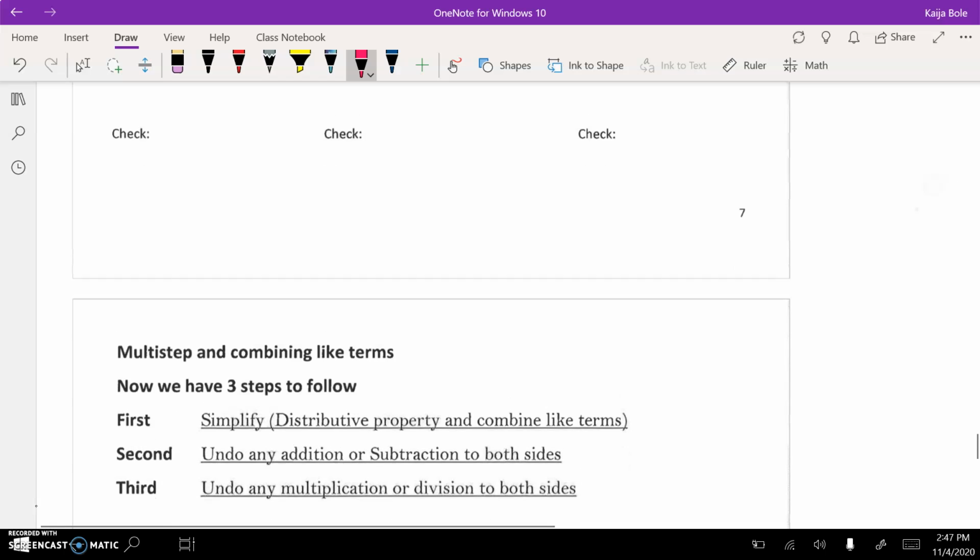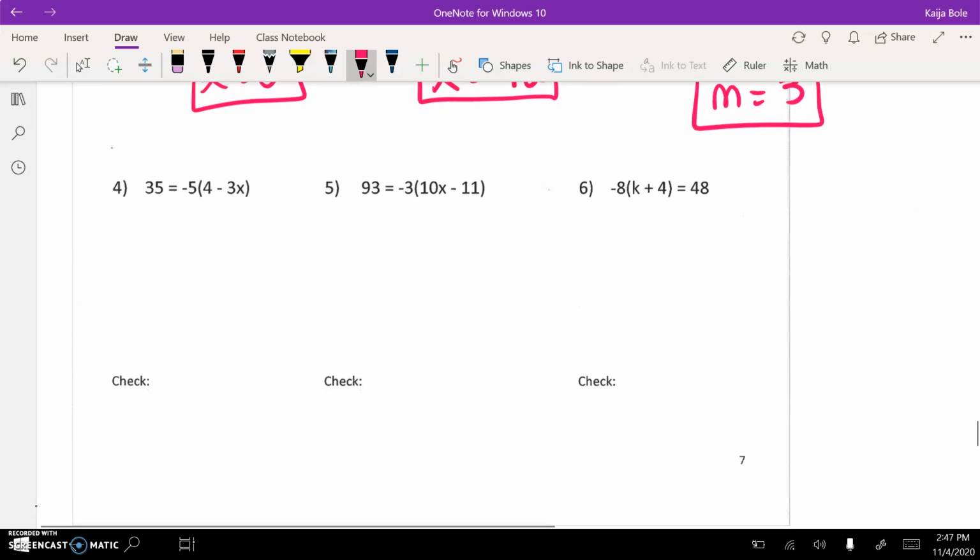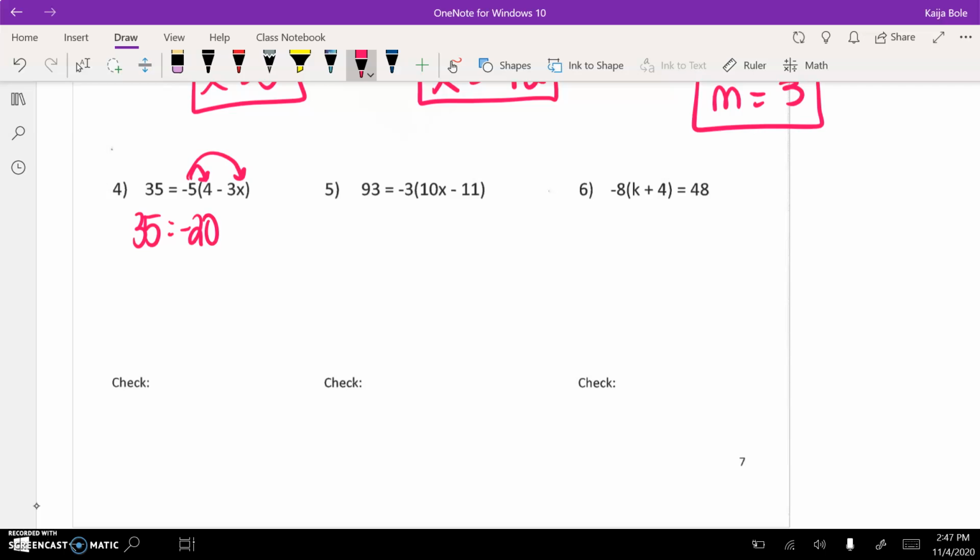Okay. So moving down the page here, just a few more left. So just because things are kind of flip-flop now here, number 4, it works the same way. So I'm distributing the negative 5 to both parts. So 35 equals negative 20 plus 15x. Now, this minus 20, this is what I'm taking care of now. I'm going to add 20 to both sides. So I get 55 equals 15x.